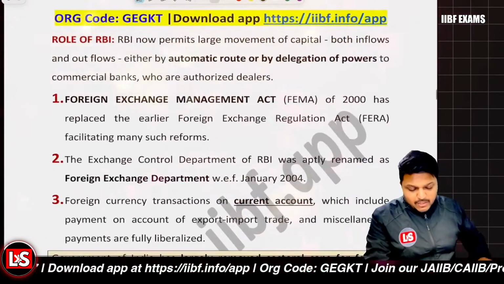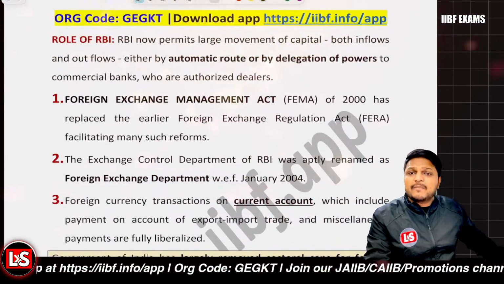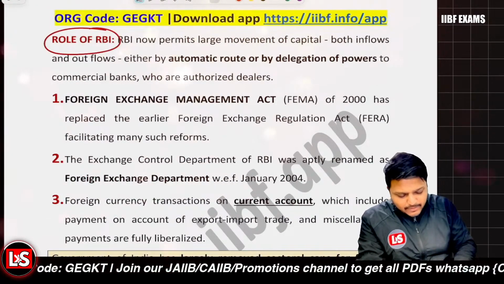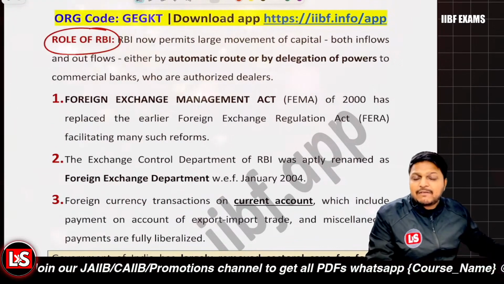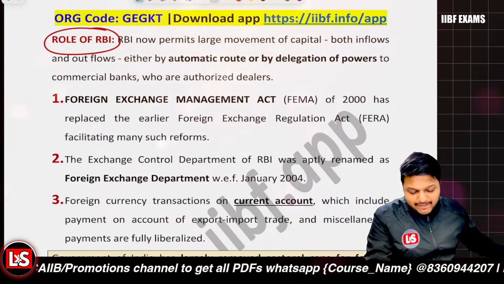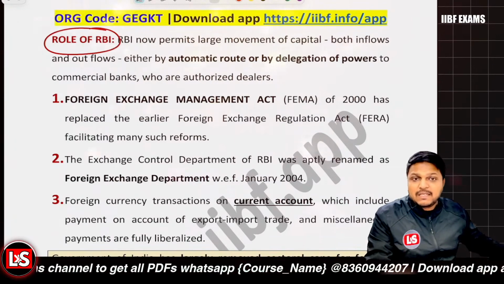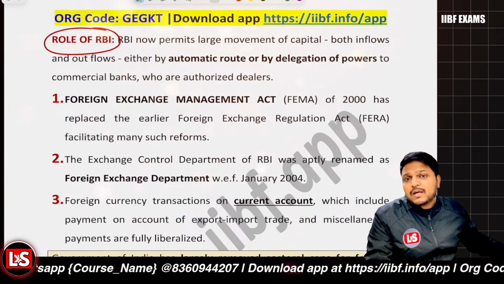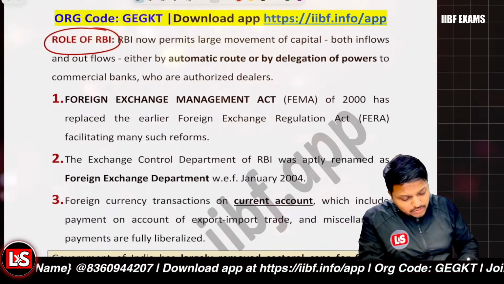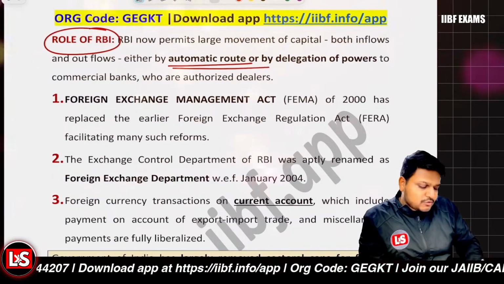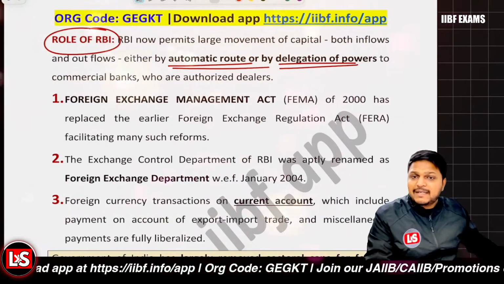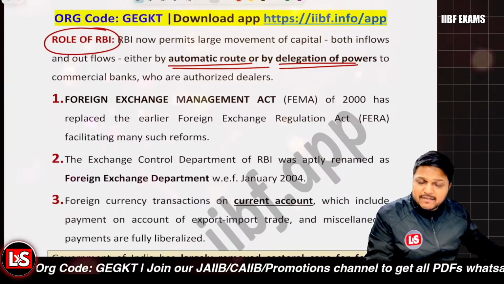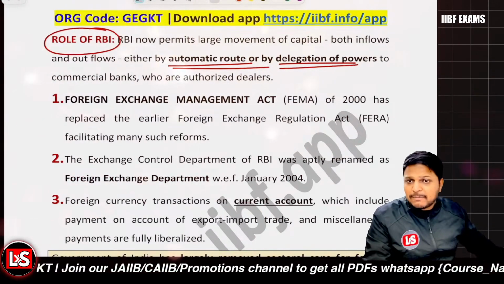Now, let's have a look at the role of the Reserve Bank of India in capital flow management. What is the role of the Reserve Bank of India in this case? Definitely a very important role is being played, because RBI gives the regulations and also facilitates the international capital flows, right? So RBI does allow through the automatic route or by delegation of powers, so that the power is given to authorized dealers, who will allow that this much capital inflow can be there, this much capital outflow can be there.